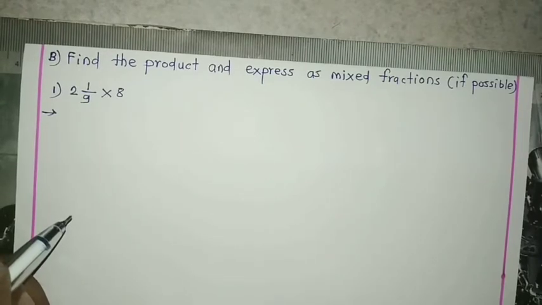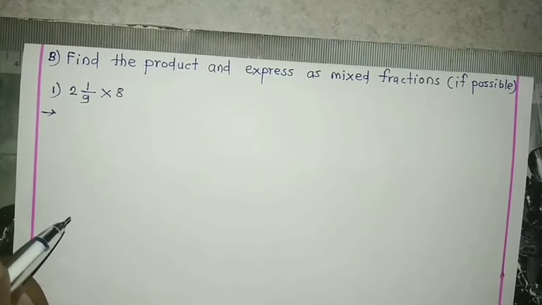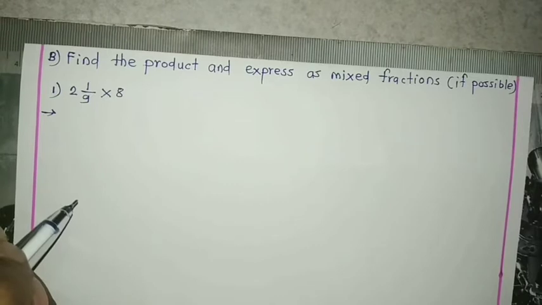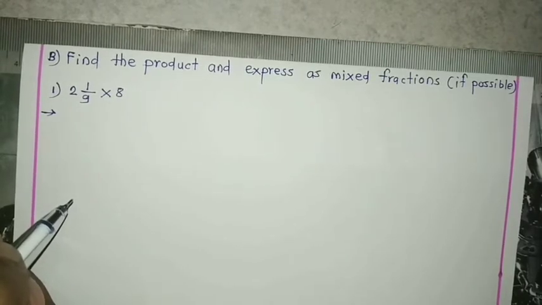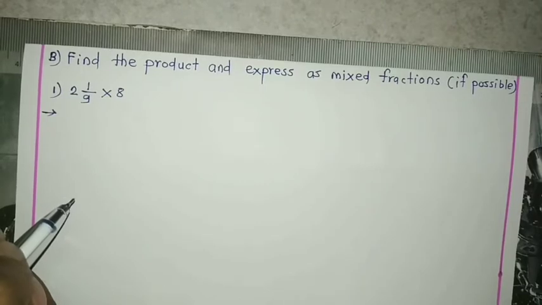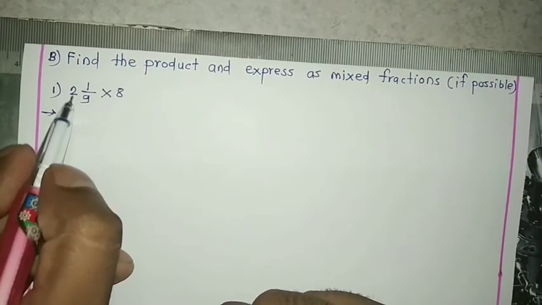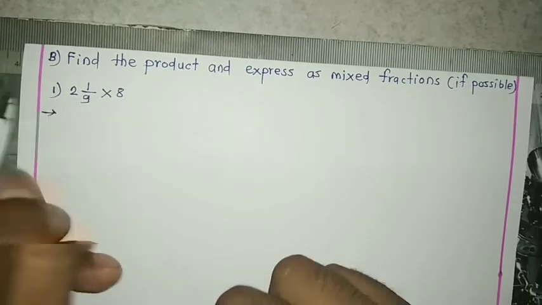So the next question is: find the product and express as a mixed fraction if possible. So in this question, first we have to find the product and express as a mixed fraction if possible. So the first question is 2 1 by 9 into 8. So we have to solve this question. First we have to find the product of this. So here is 2 1 by 9 into 8. So we have to convert this mixed fraction into a fraction.